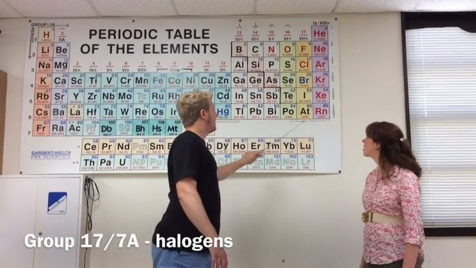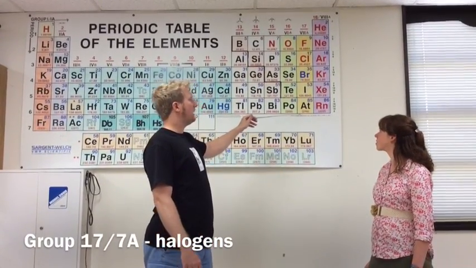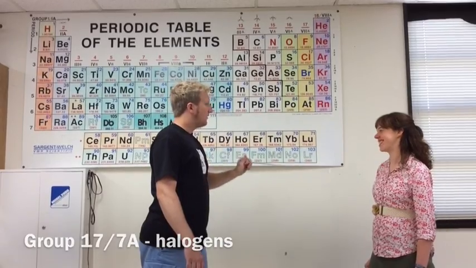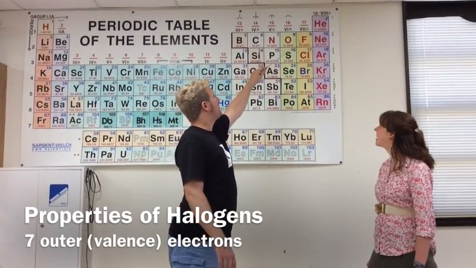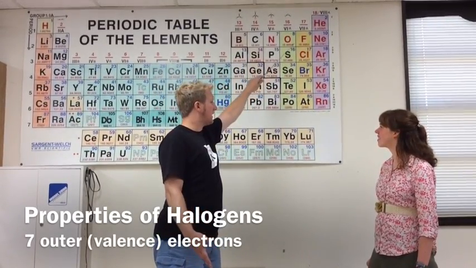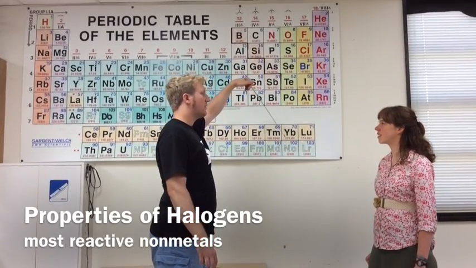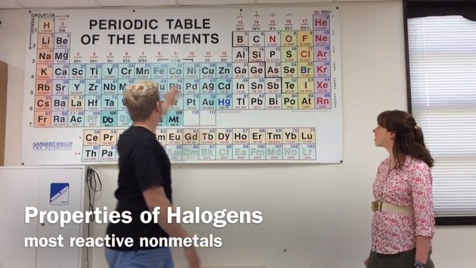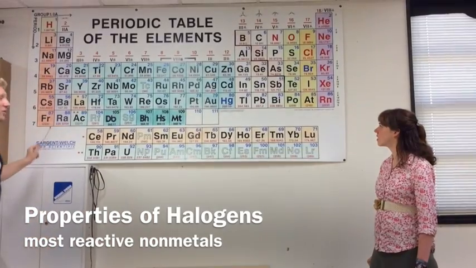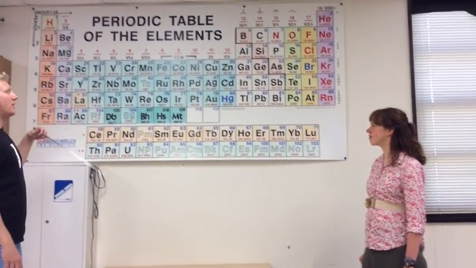But this one does have a name. These are the halogens. They've got 7 electrons on the outside. They are also very reactive nonmetals. They like to pair up with our alkali metals to form our compounds.